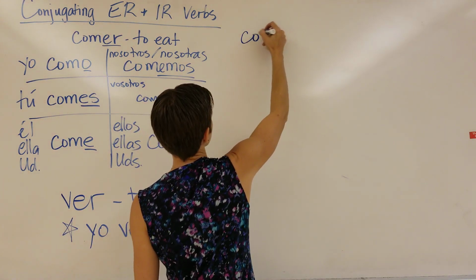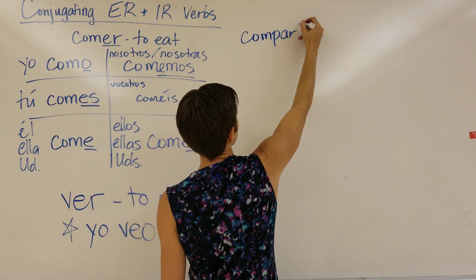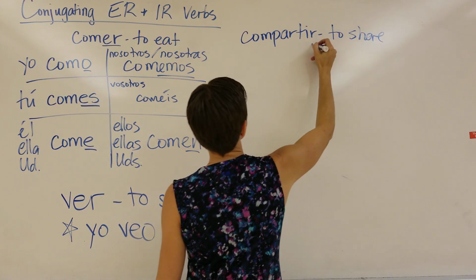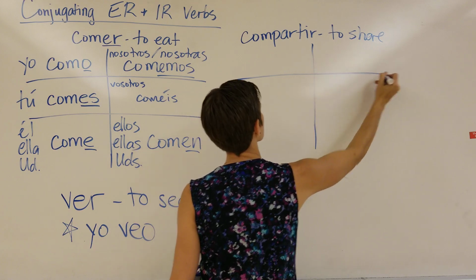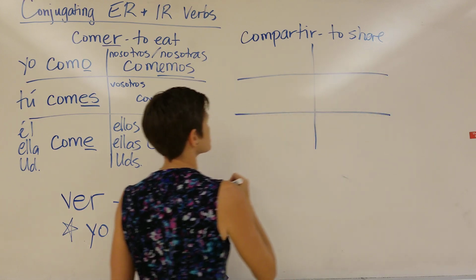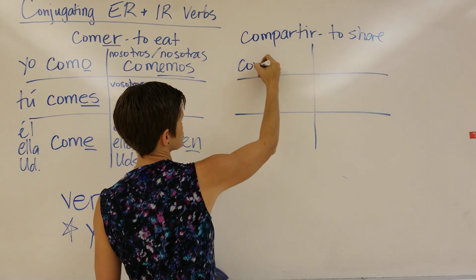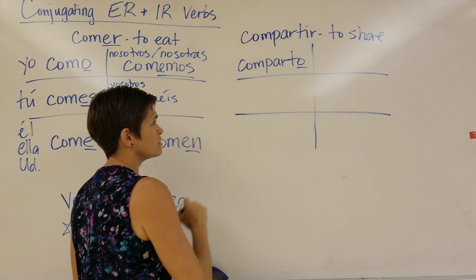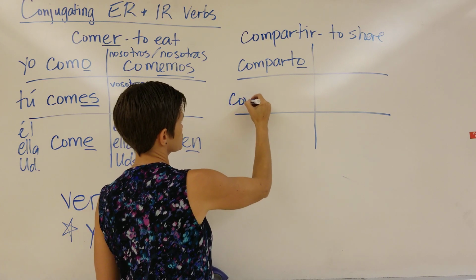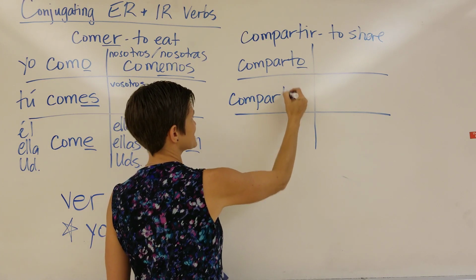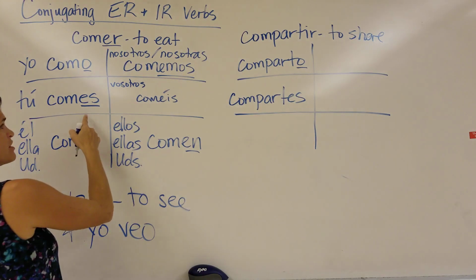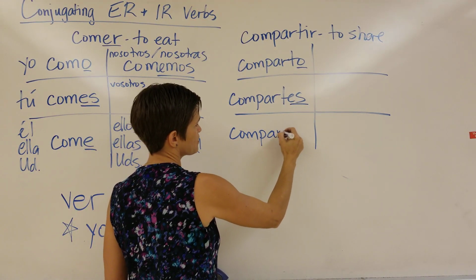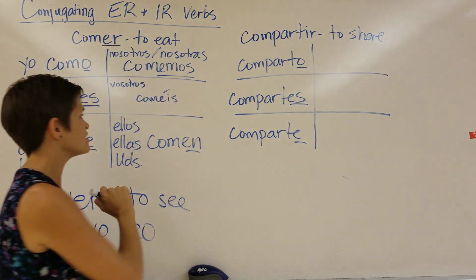Then let's do an IR verb, like compartir, which means to share. We draw our same little box here. I'm not going to put all the subjects in this time, but they are the same. So if I share, it's yo comparto. Again, just with the letter O to say that I share. Tú compartes. It's exactly the same as the ER verb endings were. Same thing here. He or she shares is comparte. Same ending as the ER verb.